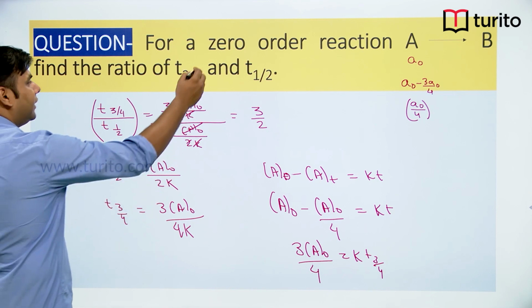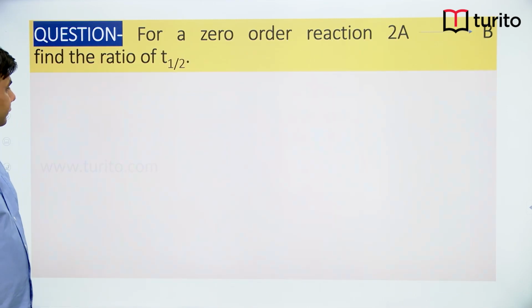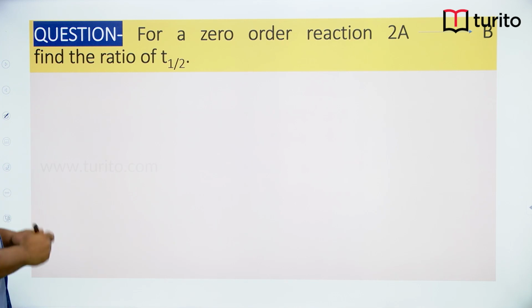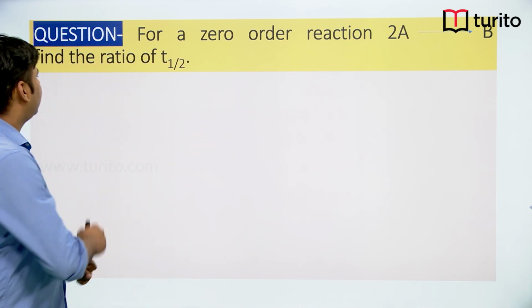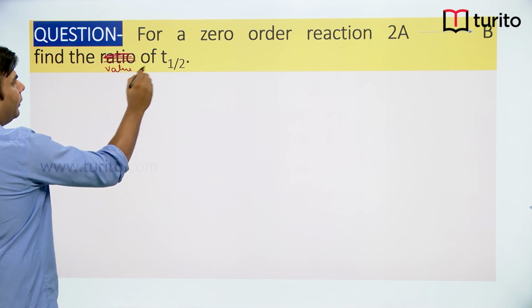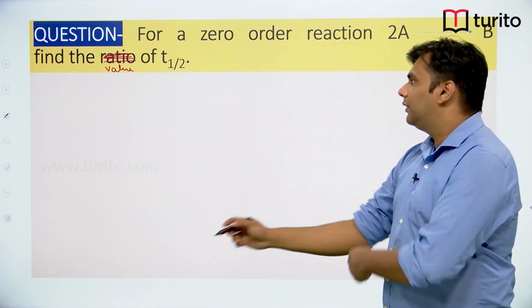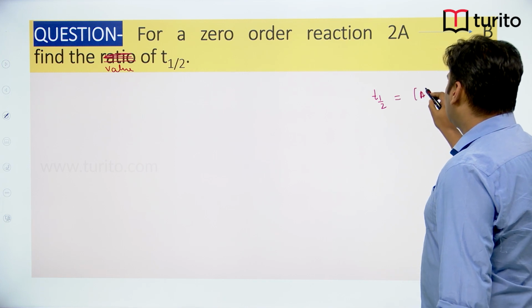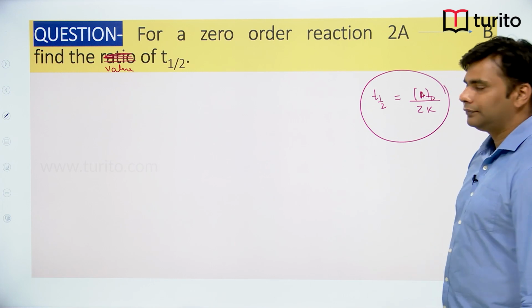You need to understand the significance of these times. The last question, just look at this question. This says that for a zero order reaction 2A changing into B, find the value of T half. Now we have derived T half for a zero order reaction as A naught upon 2K. This was what we had derived.